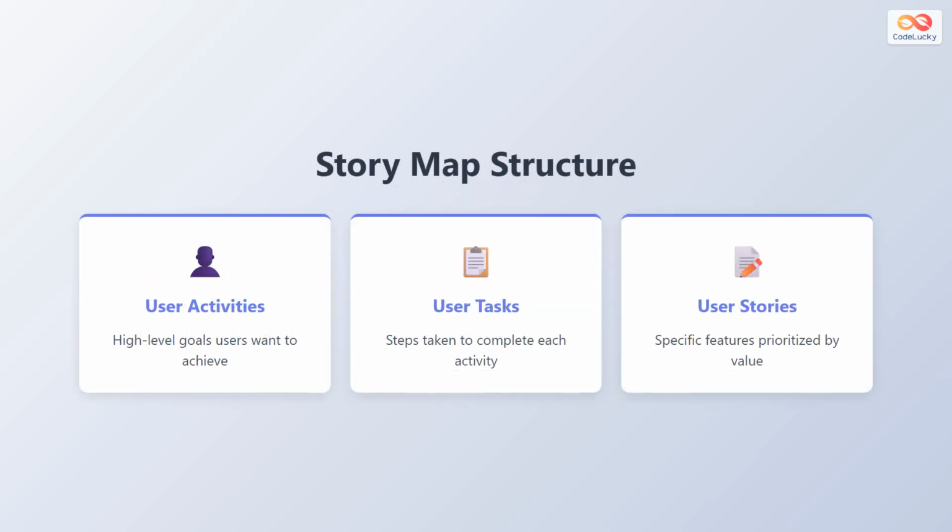A story map consists of three key layers. At the top level, you have user activities, which represent the high-level goals users want to achieve. Below that are user tasks, which are the specific steps needed to complete each activity. And at the bottom are user stories, which are individual features prioritized by their business value.